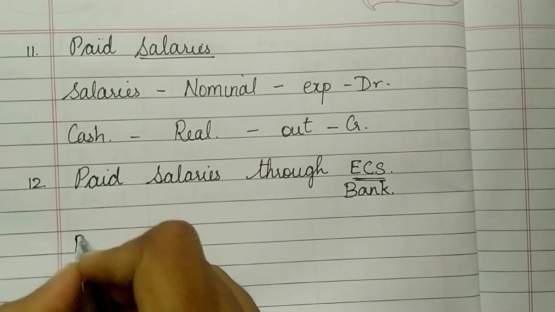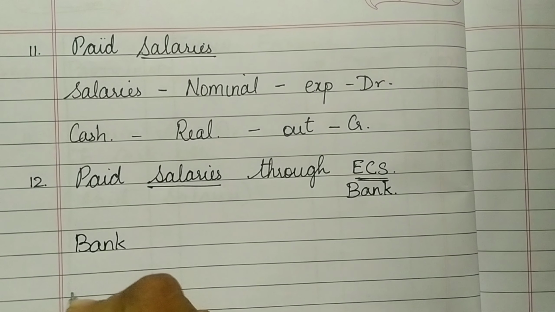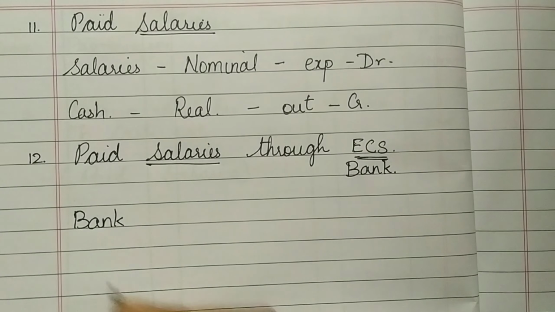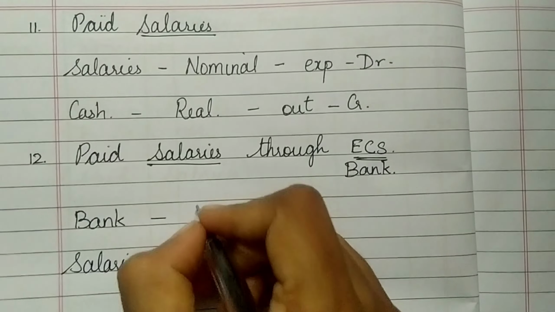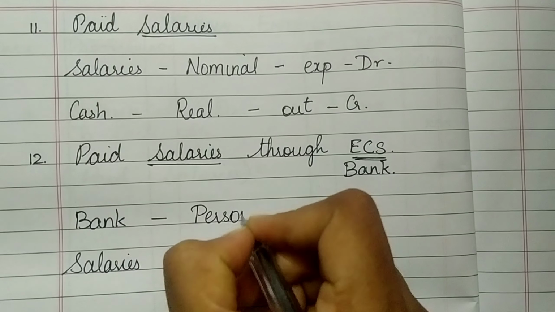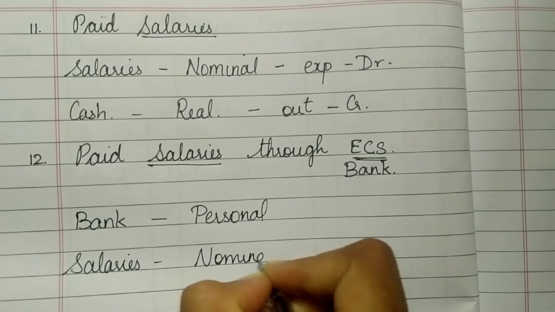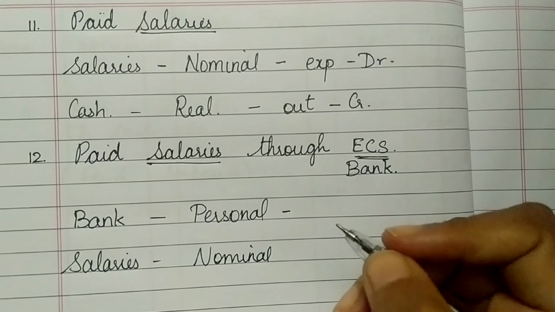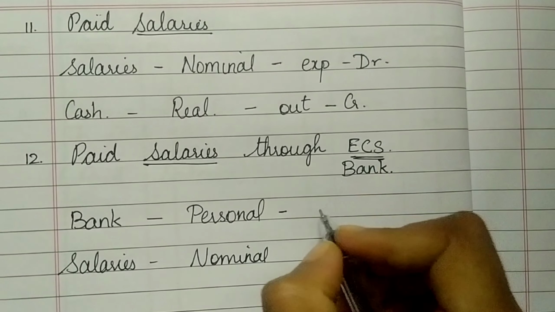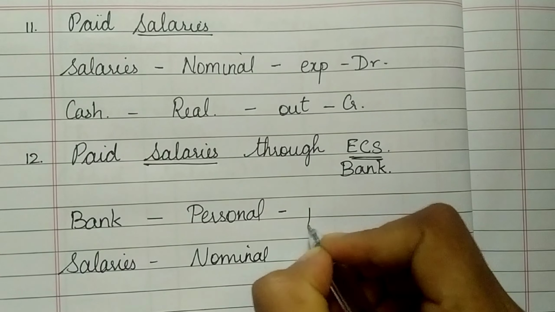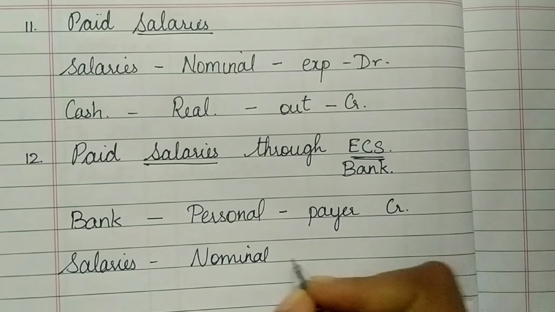So bank account is one of the accounts, and likewise from the previous transaction, it is going to be salaries as another account. So when we take bank, bank refers to a personal account and salaries is a nominal account. So according to the personal account rule, debit the receiver, credit the giver. The bank is paying salaries. Therefore, bank is going to be the payer or the giver. So we are going to credit bank.